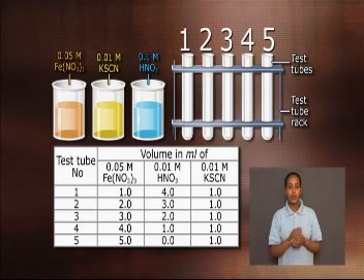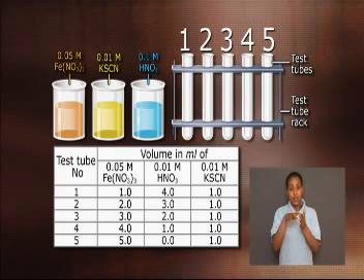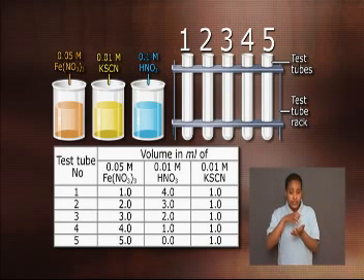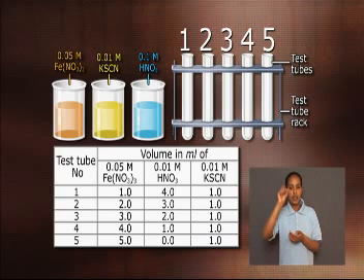We then mix the solutions according to this table to create 5 different solutions in the test tubes. When the iron 3 nitrate is mixed with the potassium thiocyanate, the iron 3 nitrate reacts and produces a red solution.